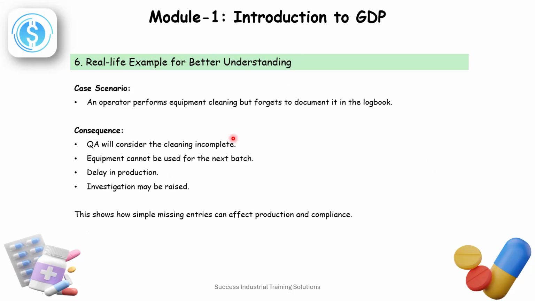Coming to real life examples, let us look at one. An operator performs equipment cleaning but forgot to write it in the logbook. Quality assurance will consider the cleaning incomplete and the equipment cannot be used for the next batch. Production will be delayed and an investigation may be required. This shows how a simple missed entry can cause a serious issue and stop the production activities for a longer time until the investigation is completed.